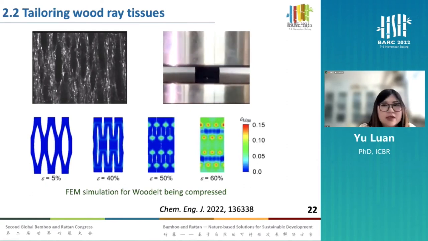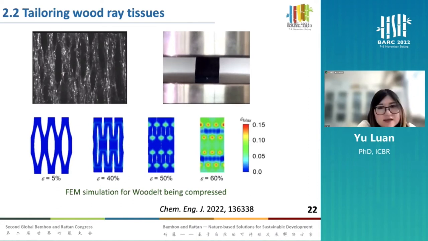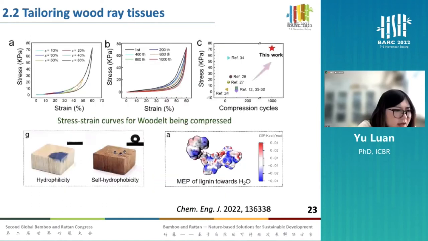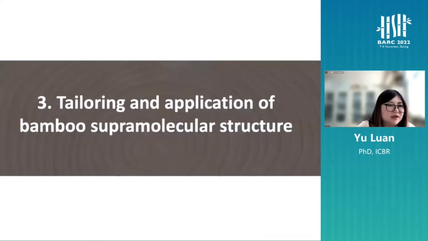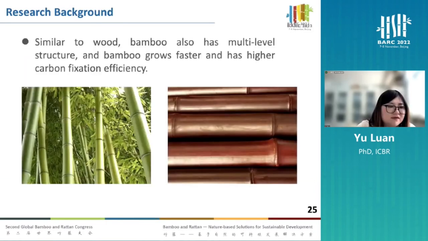during the compression process, under the microscope, after the external force is removed, it can be restored to its original shape. It can also obtain high strength and other very good qualities. And thirdly, I will talk about the tailoring of wood.